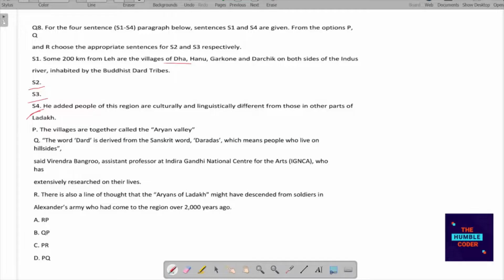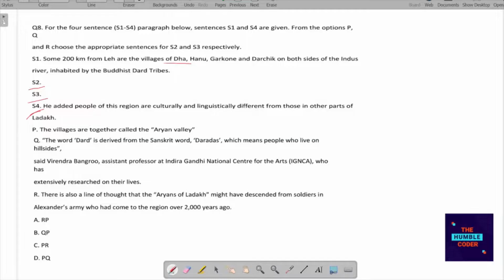The word Dard is derived from the Sanskrit word Daradas, which means people who live on hillsides, said Virendra Bangaru, assistant professor at Indira Gandhi National Centre for the Arts, IGNCA, who has extensively researched their lives. There is also a line of thought that the Aryans of Ladakh might have descended from soldiers in Alexander's army who had come to the region over 2000 years ago.